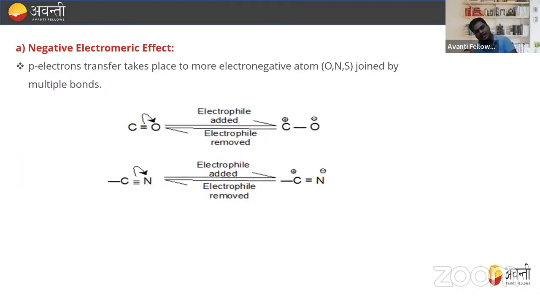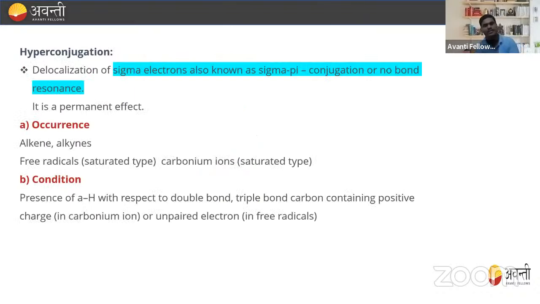Similarly, what is the negative electromeric effect? The negative electromeric effect means pi electron transfer takes place to a more electronegative atom like O, N, S joined by a multiple bond. So this will give rise to the negative electromeric effect.